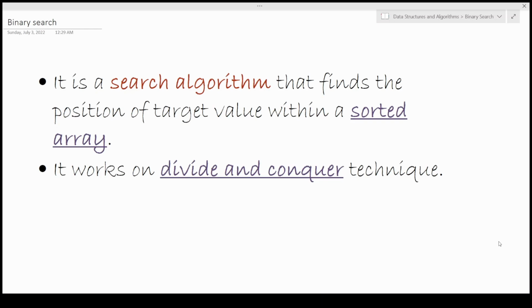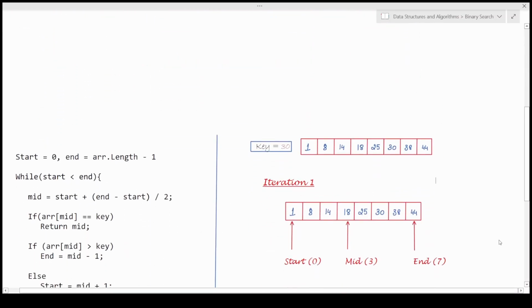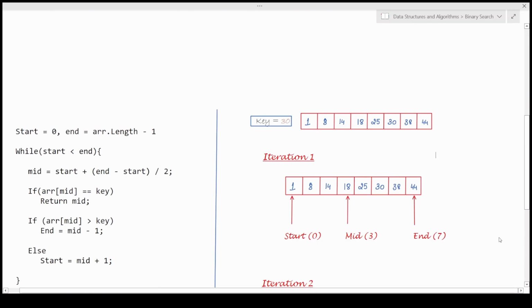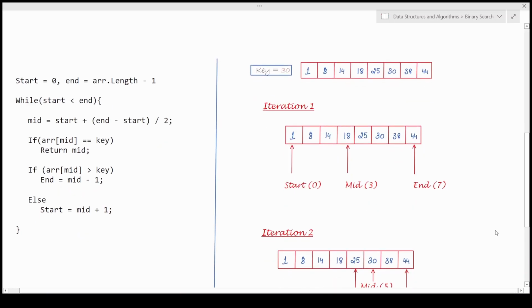So today we will talk about one of the applications of divide and conquer algorithms, which is binary search, that is used to efficiently search for an element in a sorted array. Binary search is a technique where we reduce our search space to half and we keep on doing so until we find the element or our search space exhausts. So let's see how it works.